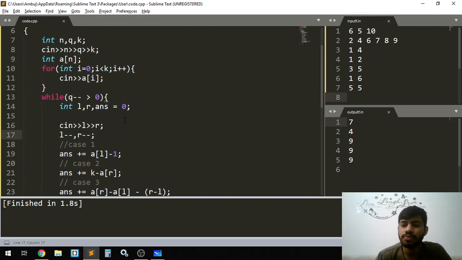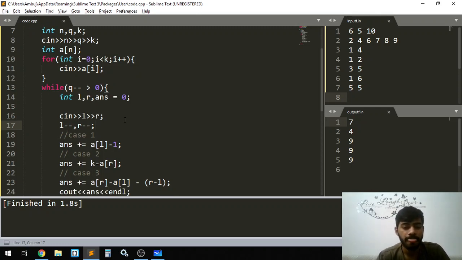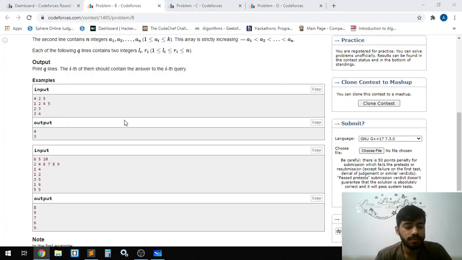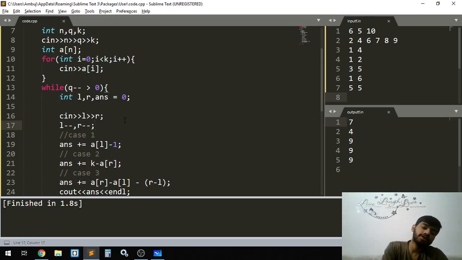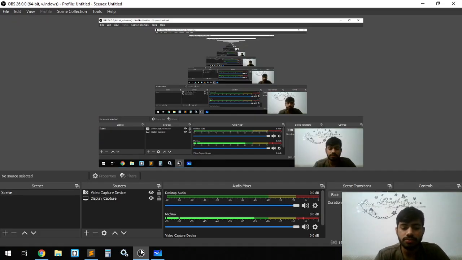So what's the error we are making now? We just take the input of the array, then cin n q k, right? And we're just subtracting two elements, and then, just wait a minute.